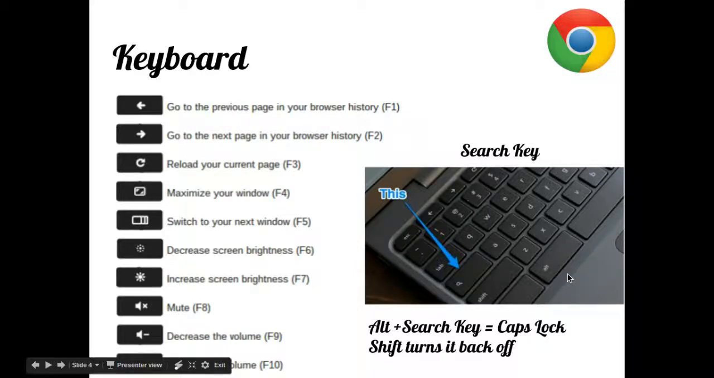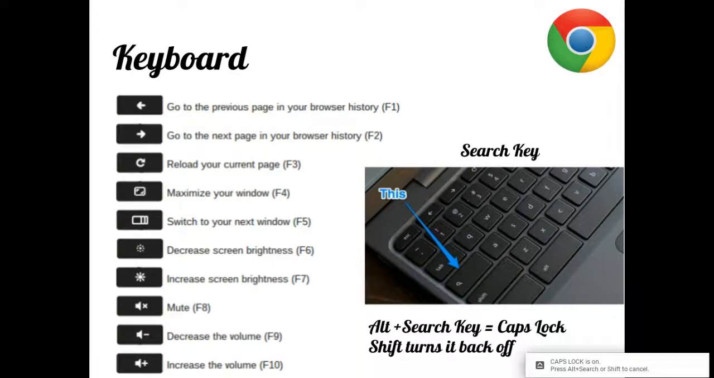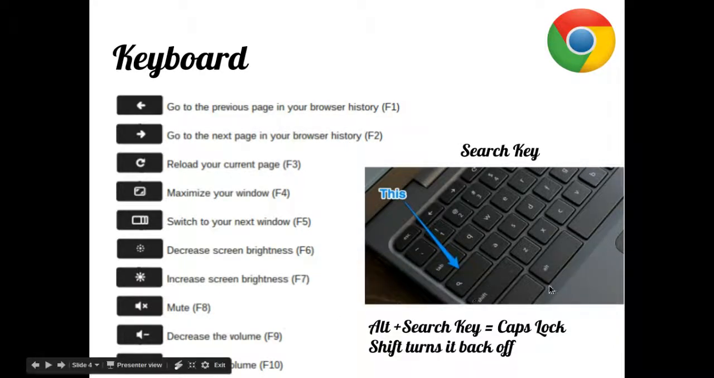You hold that, and then you press that same button, that same search key button, and that turns caps lock on. And you can see that little menu pop up here at the bottom to let us know it's on. You press it again, and it'll turn caps lock back off. So that's something you'll have to get used to as well if you normally use caps lock.